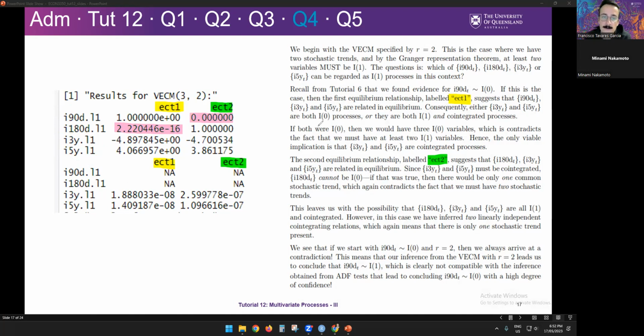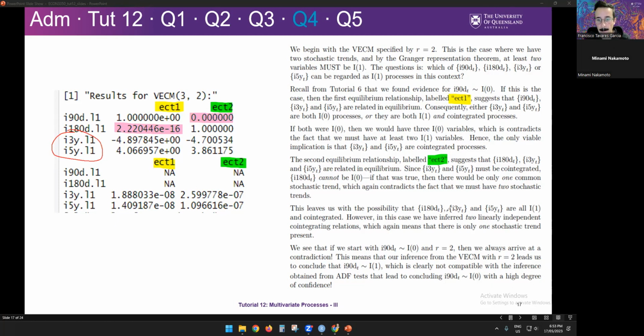Following on with that, if both are I0, then we would have three I0 variables, which contradicts the fact that we must have at least two I1 variables in here. We need at least two of them being I1. Hence, the only viable implication is that I3 and I5 are co-integrated processes, both being I1 and co-integrated. So this is what we're concluding, that these are co-integrated.